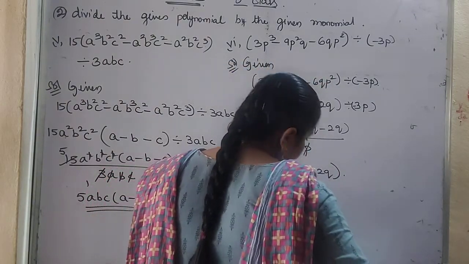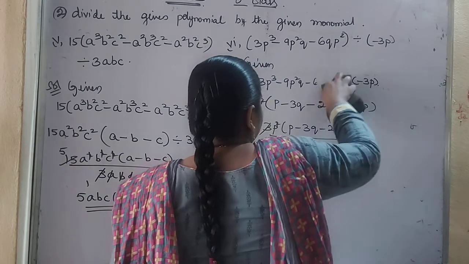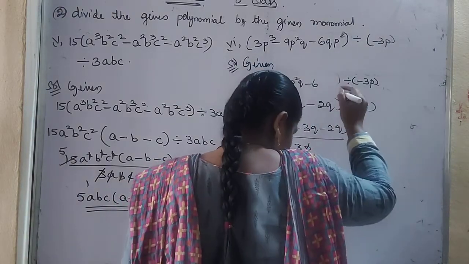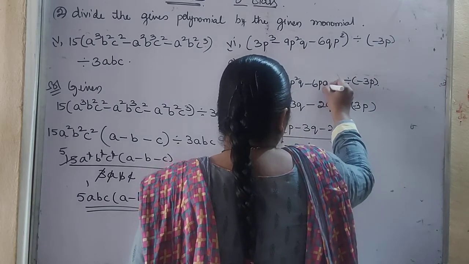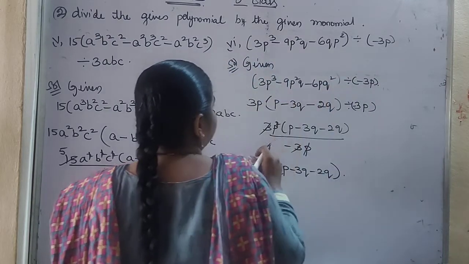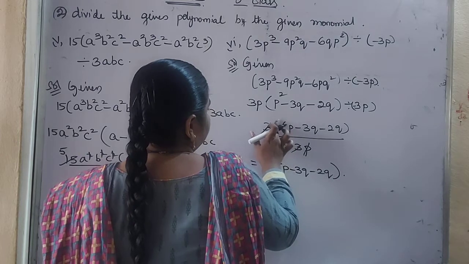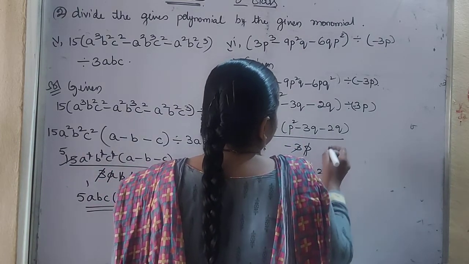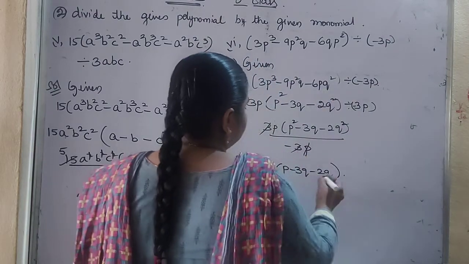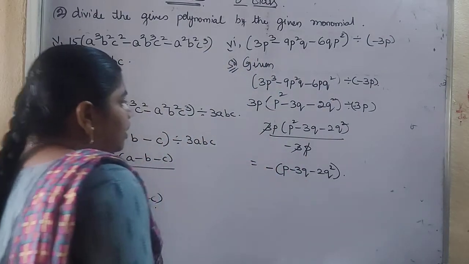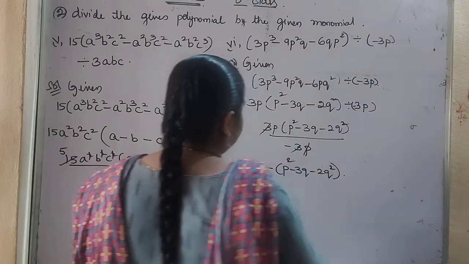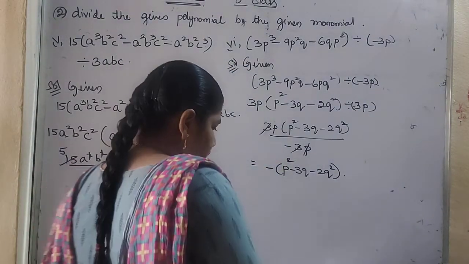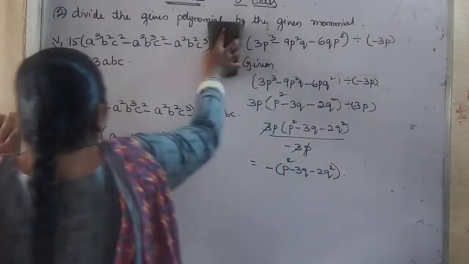Sorry, this is p, 6 p q square. So only one p we will take in. So this is our final answer. P square minus 3p minus 2q square is our final result. So last bit in this, the 7th one.